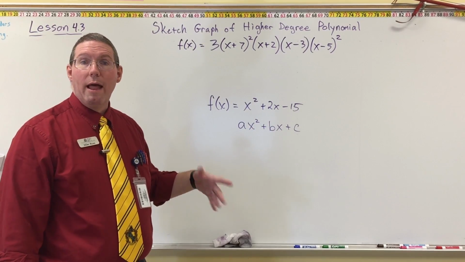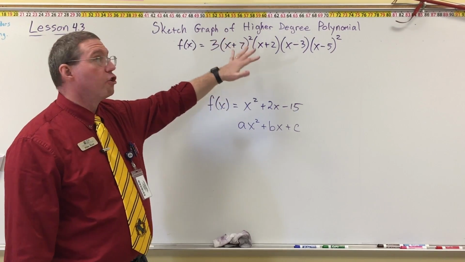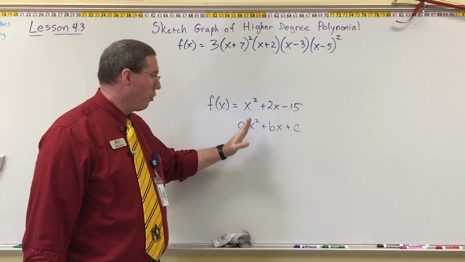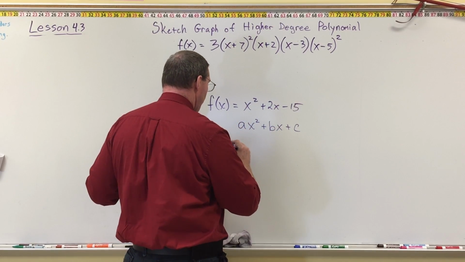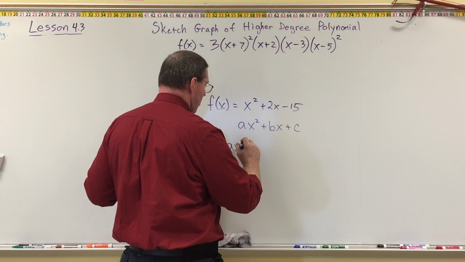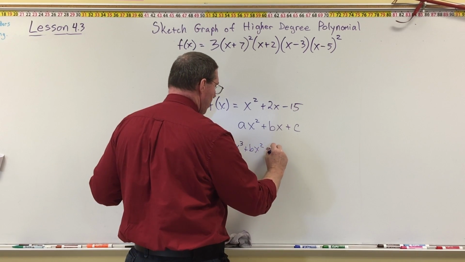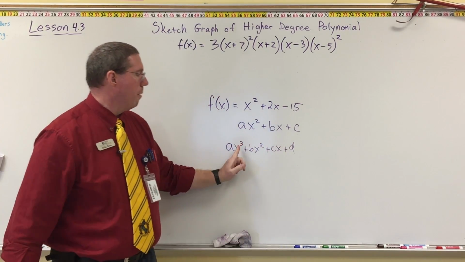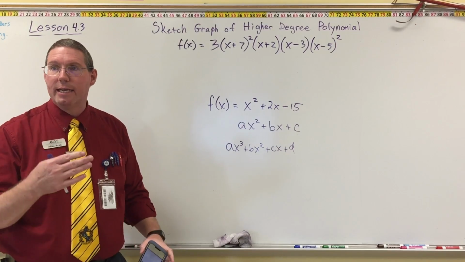Okay? Well, as the power increases, as the degree of the polynomial increases, we have x to the third, then x to the second. So what we might have here is ax cubed plus bx squared plus cx plus d. This is standard form of a third degree polynomial. You don't have to write this down. I'm just trying to get an idea in your mind.